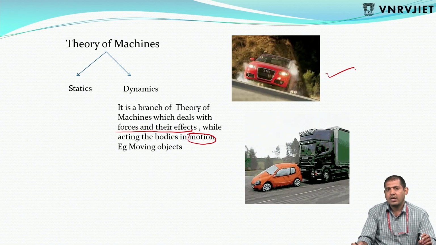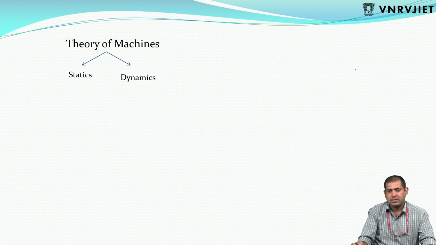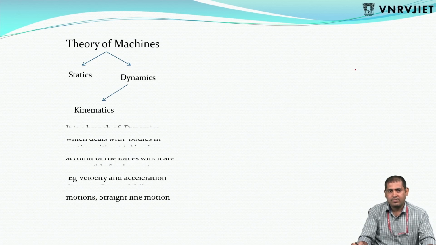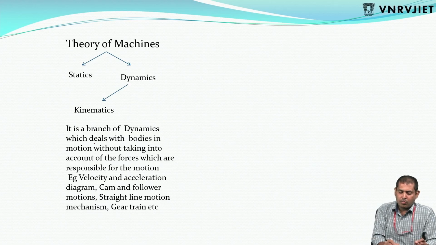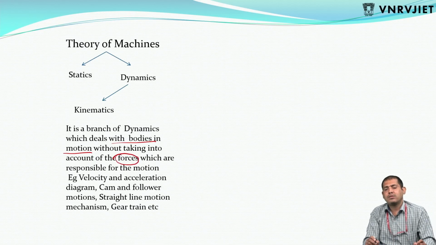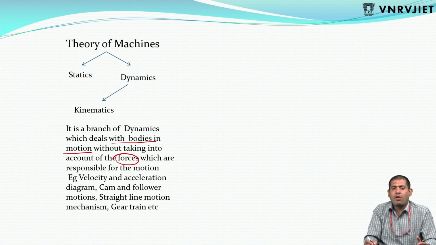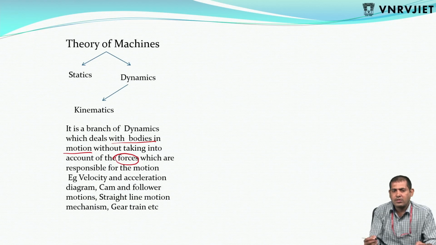In this dynamics, again there are two parts. Let's take the first one, kinematics. Here the only thing is that bodies are in motion without taking into account the forces. We are not going to consider any kind of forces. We are just going to analyze velocity and acceleration diagrams, and find the velocity and acceleration of a moving part.